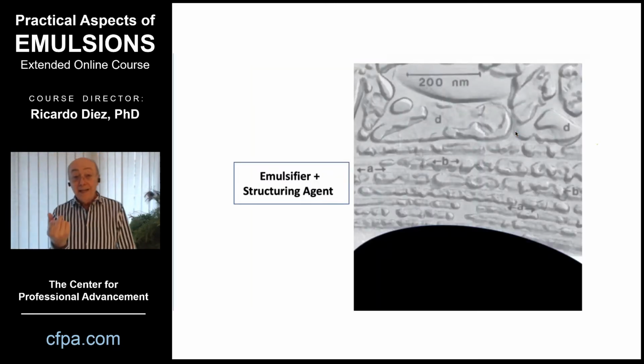Well, this image is a real one, and what we have here, this black thing happens to be the oil phase, and then we have all these additional structures around the oil phase, which are in most cases crystalline, and they're made of emulsifiers and structuring agents. Now you can see why we need to know the chemistry, because depending how those rings are made, the emulsion is going to behave completely different.